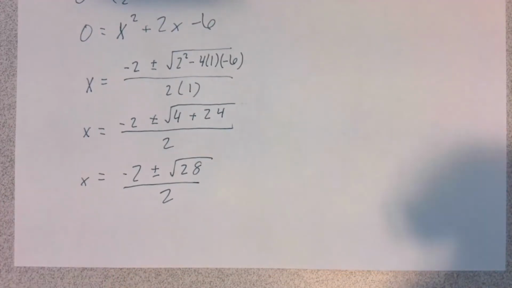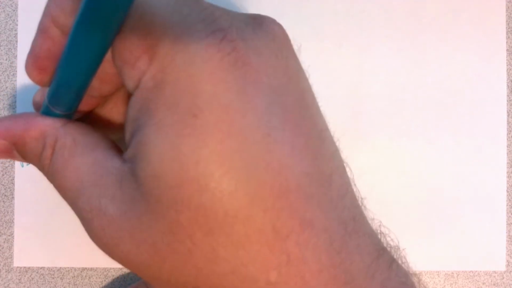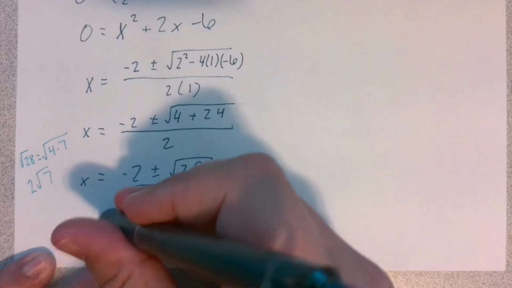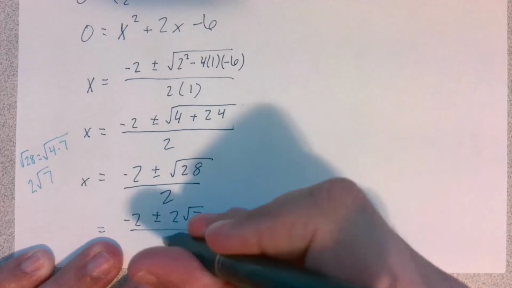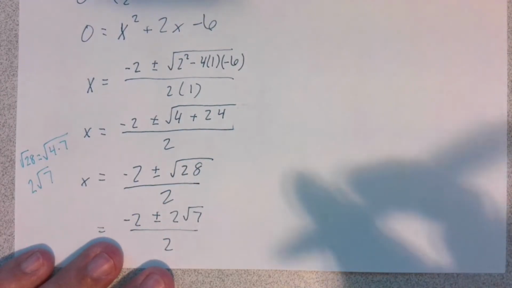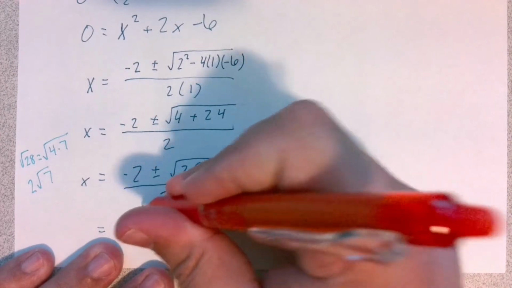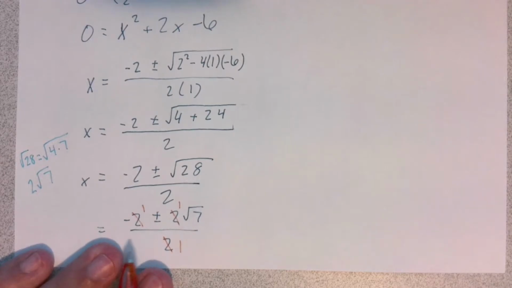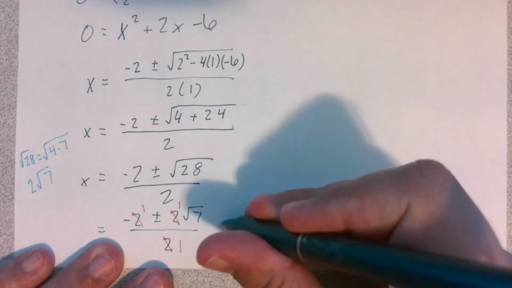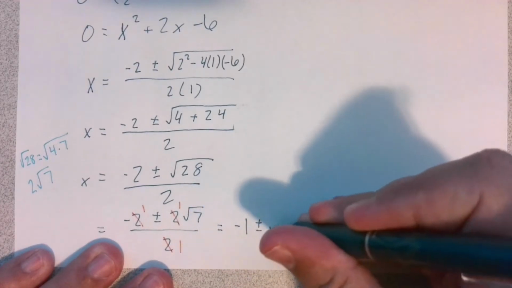The square root of 28 can be reduced because the square root of 28 is equal to the square root of 4 times 7. And the square root of 4 is 2, so we get 2 square root of 7. So we get negative 2 plus or minus 2 root 7 all over 2. Now I can reduce these 2's to 1's. Now you can only do this if you can do it to all terms in the fraction. So since this fraction has 3 terms, I would need to do it with all 3 terms. And we get negative 1 plus or minus square root of 7.